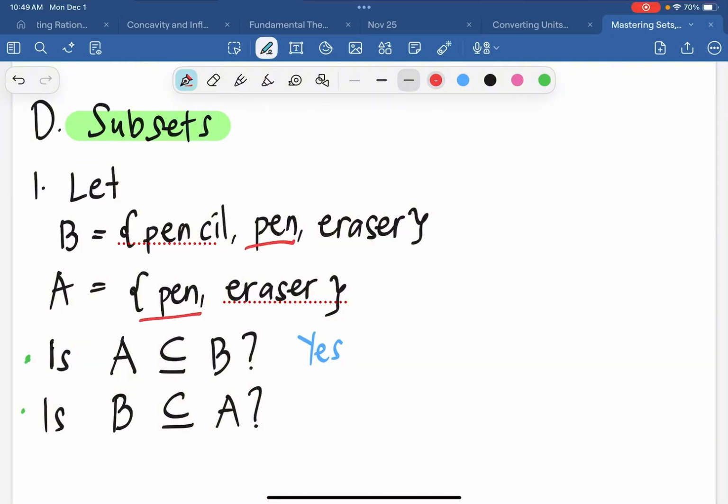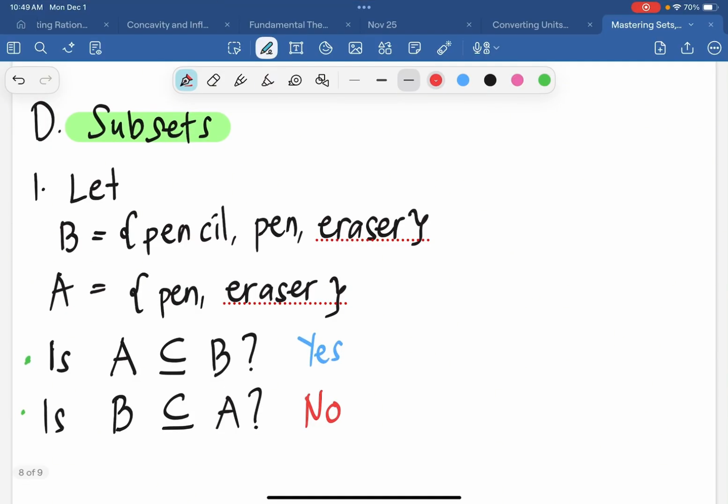However, is B a subset of A? Although pen and eraser are in both sets, we cannot see pencil being an element of A. So that means B is not a subset of A. So it's just limited to everything you see from both sets, whether it's equal or less than, but it should not have a different element from both.